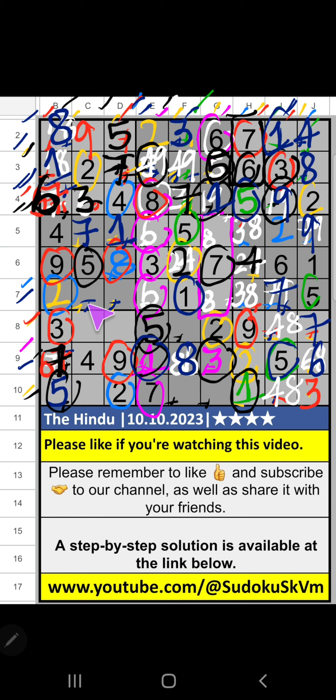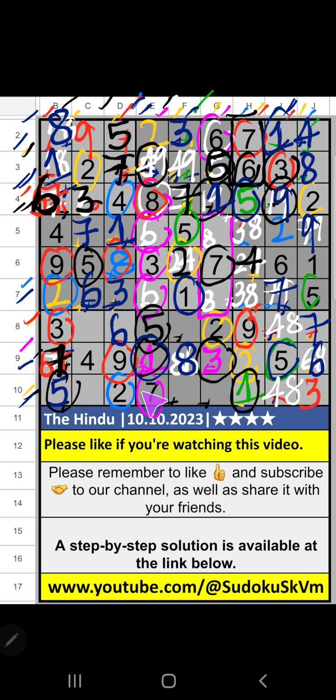Then fourth grid, 2 numbers are remaining, 3 and 6. Column C, we have 3. So 3 can't come in the cell. 3 is confirmed here. Then 6 is here. Then column D, only one number is remaining, 6. 6 is confirmed here. Then seventh grid, 2 numbers are remaining, 1 and 8.